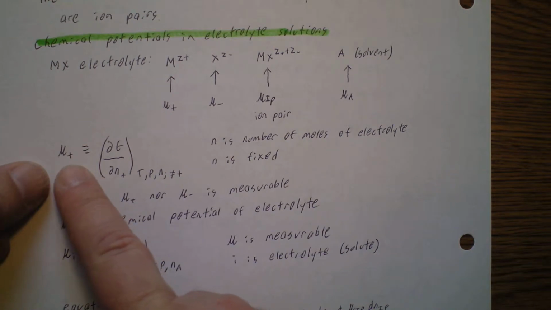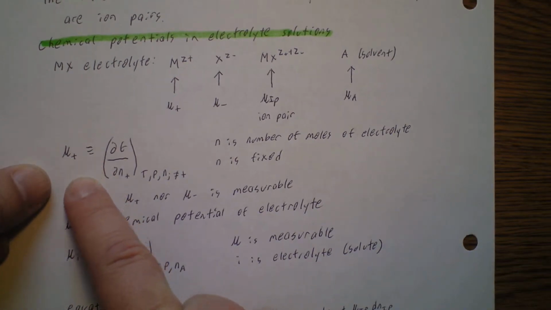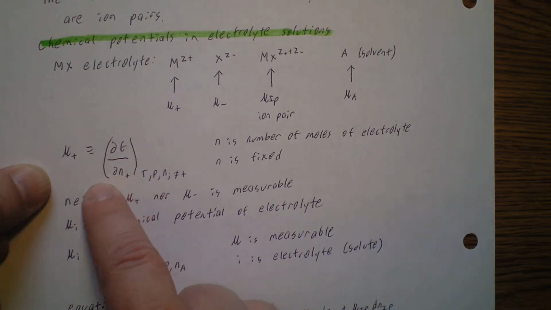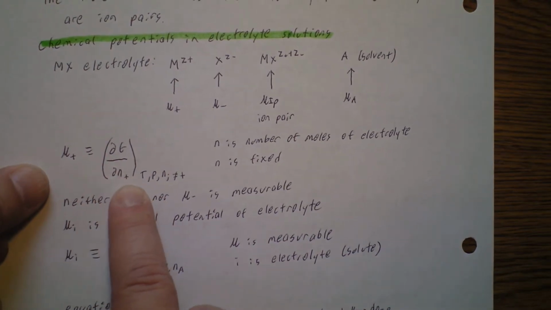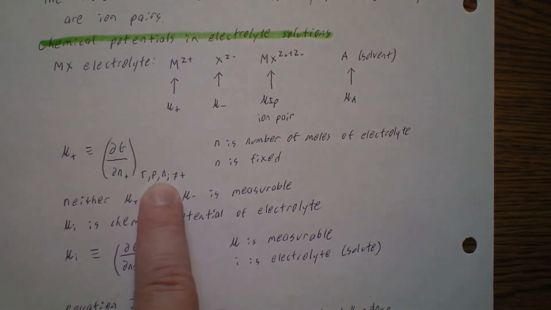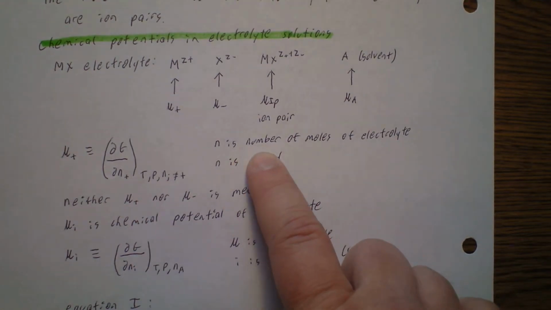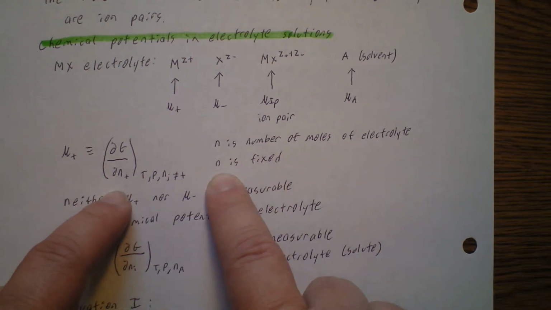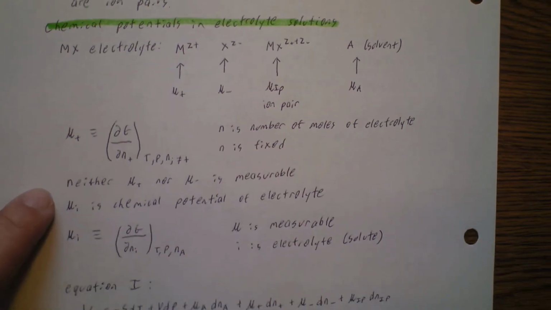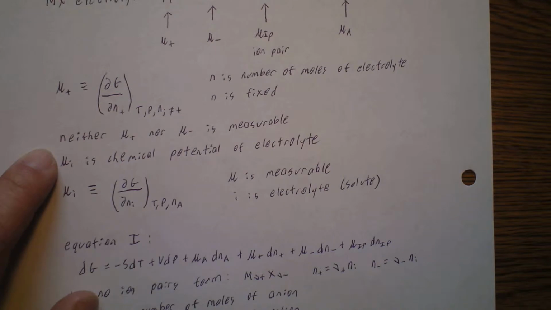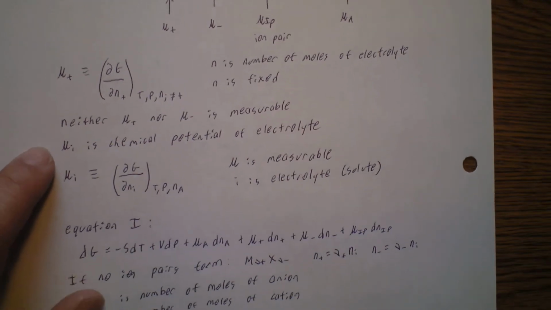So the chemical potential of the positive is defined as the partial derivative of the Gibbs free energy with respect to the number of moles of the positive, at whatever temperature, pressure, and all the other moles held constant. So remember, N is the number of moles of the electrolyte, and then N is fixed. So neither the chemical potential of the plus nor the chemical potential of the minus can actually be measured.